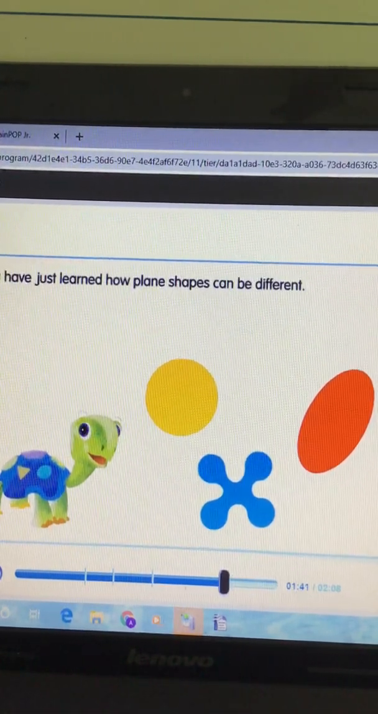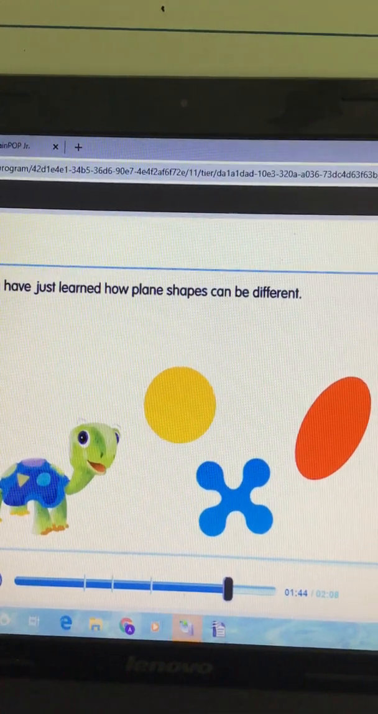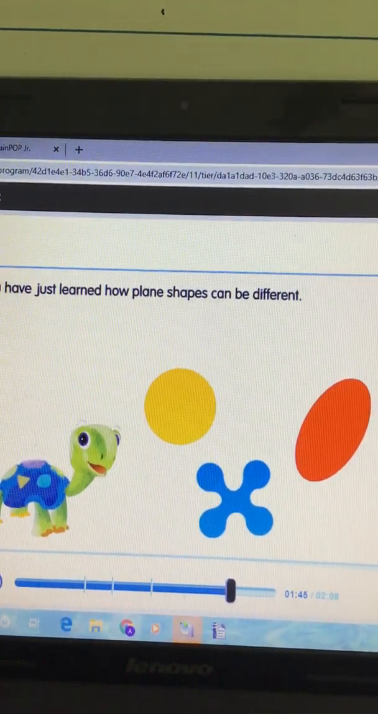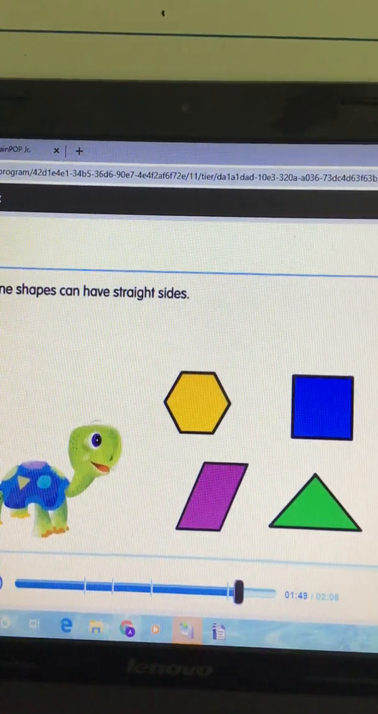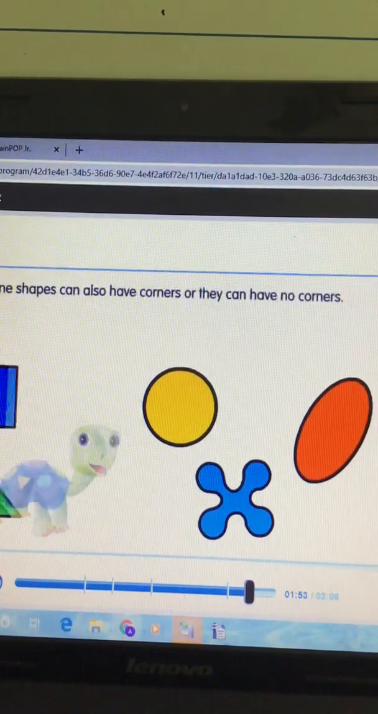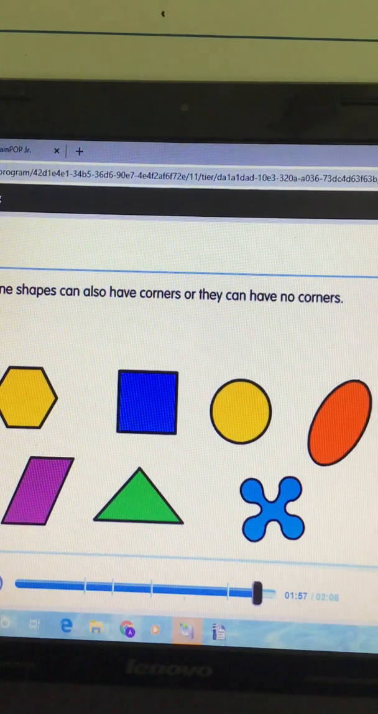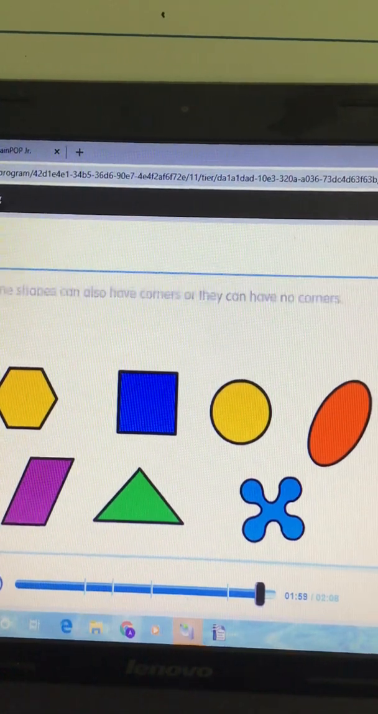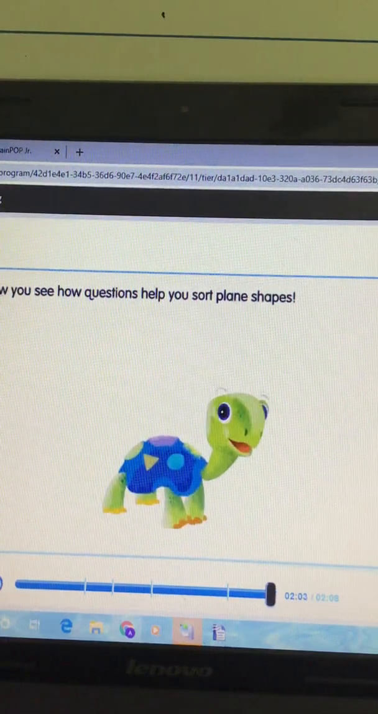You have just learned how plane shapes can be different. Plane shapes can have straight sides. They can have curves. Plane shapes can also have corners, or they can have no corners. Now you see how questions help you sort plane shapes.